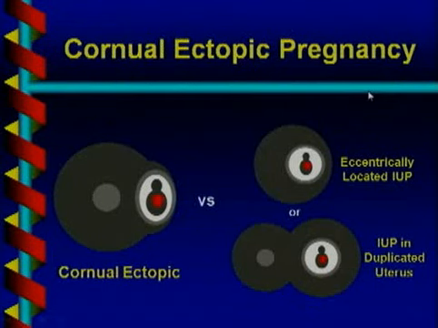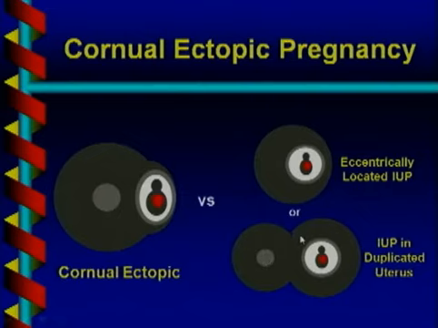When we're trying to diagnose cornual ectopic pregnancy, the challenge is distinguishing a cornual ectopic pregnancy from an intrauterine pregnancy that is located off to the side or eccentrically located, or an intrauterine pregnancy in a duplicated uterus like a bicornuate uterus or a septate uterus, in which you have 2 horns, one with the pregnancy and one without the pregnancy.